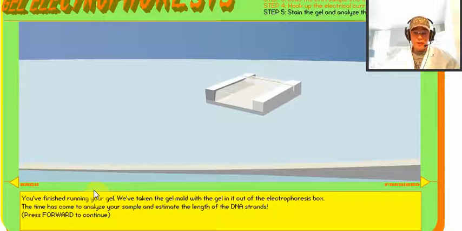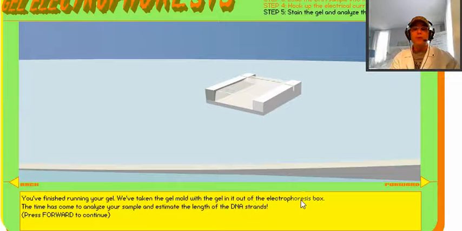You finished running your gel. We've taken the gel mold with the gel in it out of the electrophoresis box. The time has come to analyze your sample and estimate the lengths of the DNA.